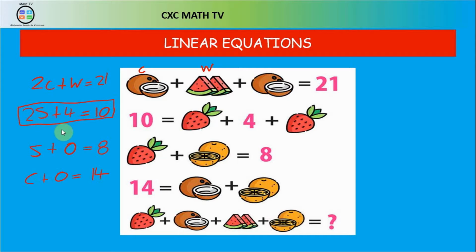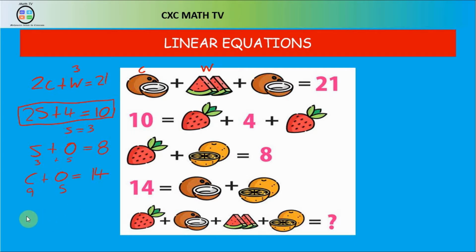So just to write down the answer, the strawberry would be $3, or 3, from this equation. And if strawberry is 3, then the orange would be 5 to make 3 plus 5 be 8. And if the orange is 5, then the coconut would be 9 because 9 plus 5 is 14. And if the coconut is 9, then clearly the watermelon had to be 3.